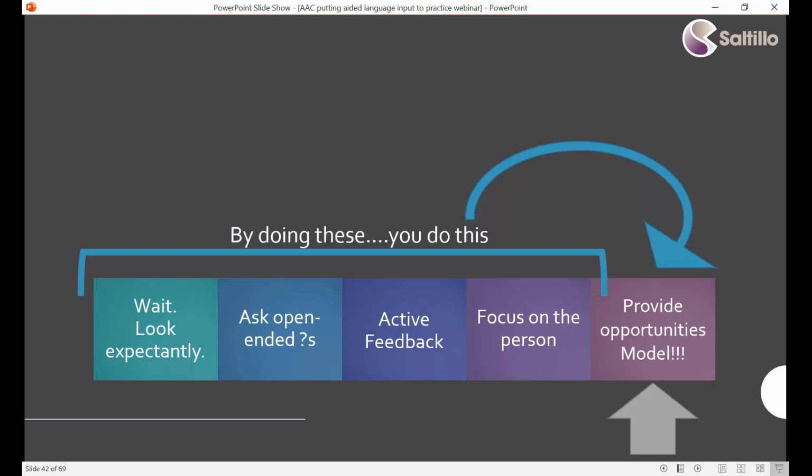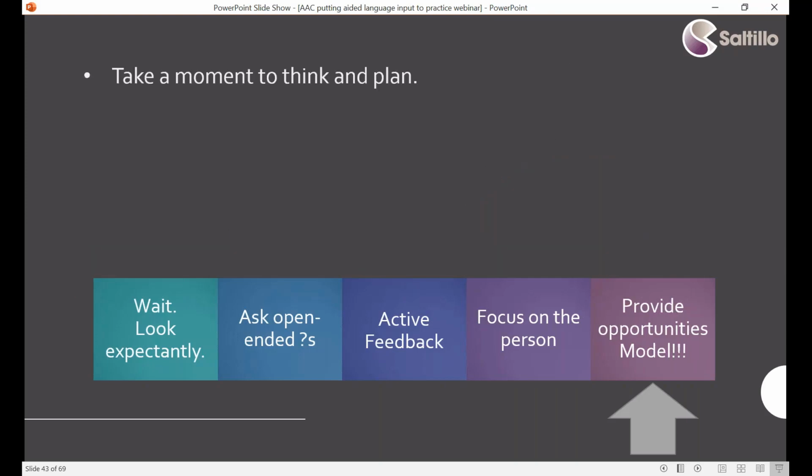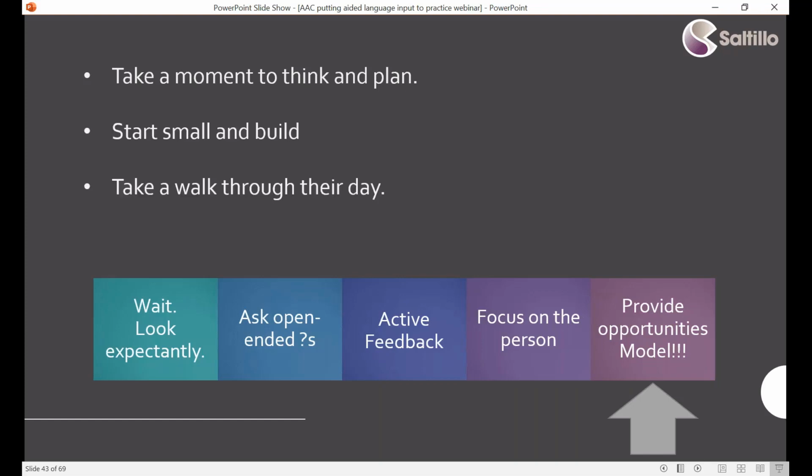provide more communication opportunities, and now we're ready to start modeling. Now, just like anything, we want to take a moment and think about and plan out what we want to do. Similar to that script activity, it might be a good way to sit down and mentally think about how you want to plan out these opportunities for communication, and that's totally fine. Once this becomes more of a routine, it'll become more ingrained, but just like any new skill, you have to really start small and build into that.